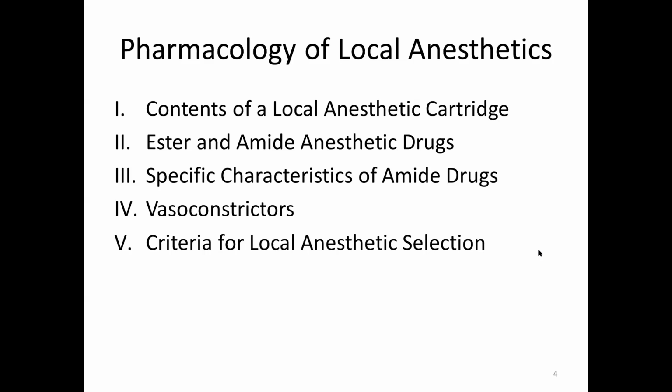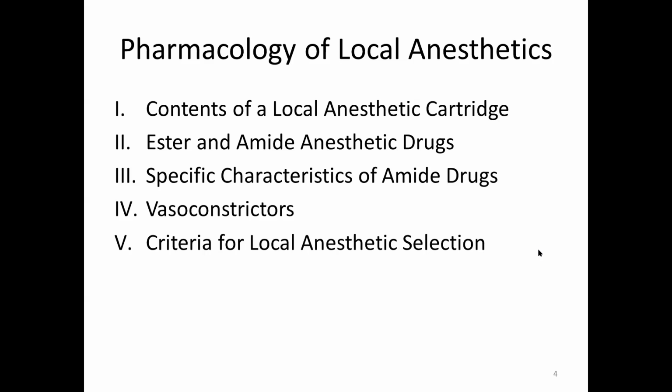So we've got vasoconstrictors that are added, and we like them because of longer duration, less bleeding, that type of thing. And it also is more effective for them. So we will match the anesthetic according to the patient's medical history and the procedure.